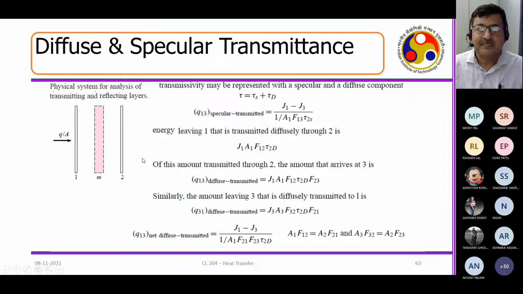So how do you go about, say, Q13? J1 minus J3 divided by this, where you can see that this is the specular part. Energy leaving 1 that is transmitted through 2 is this, and then from there you can calculate. After calculating all this, we get Q13 specular transmitted, Q13 diffuse transmitted, Q31 diffuse transmitted. If you take all of them together, this is the net diffuse transmitted. And from there you can see that J1 minus J3 divided by the view factor part comes out to be the resistance, where you use the view factor analogies.